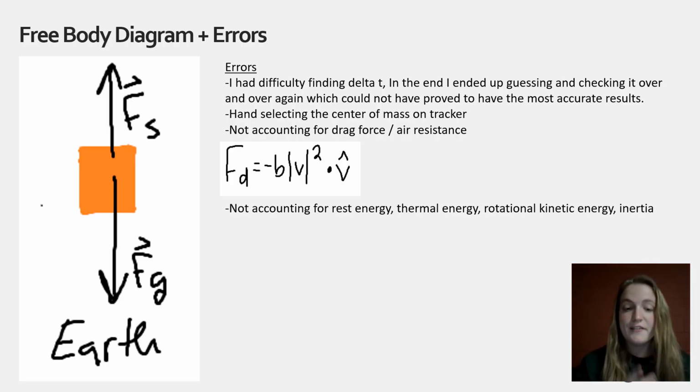So on the left here, I have a free body diagram, which just shows the forces. So we have that the force of the spring opposes the force of gravity, and the force of gravity is going towards Earth. This does not account for the energies, which is why there's no oscillation shown here.